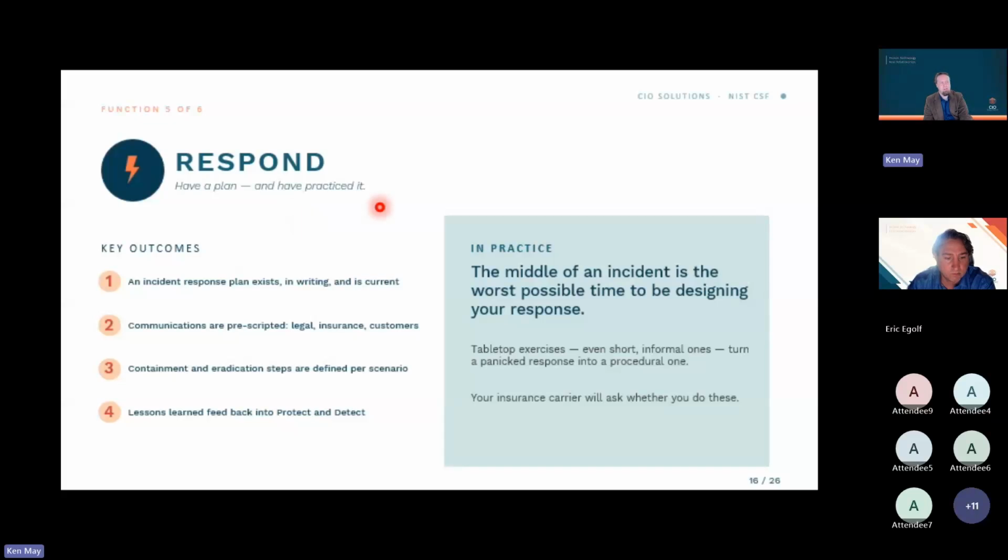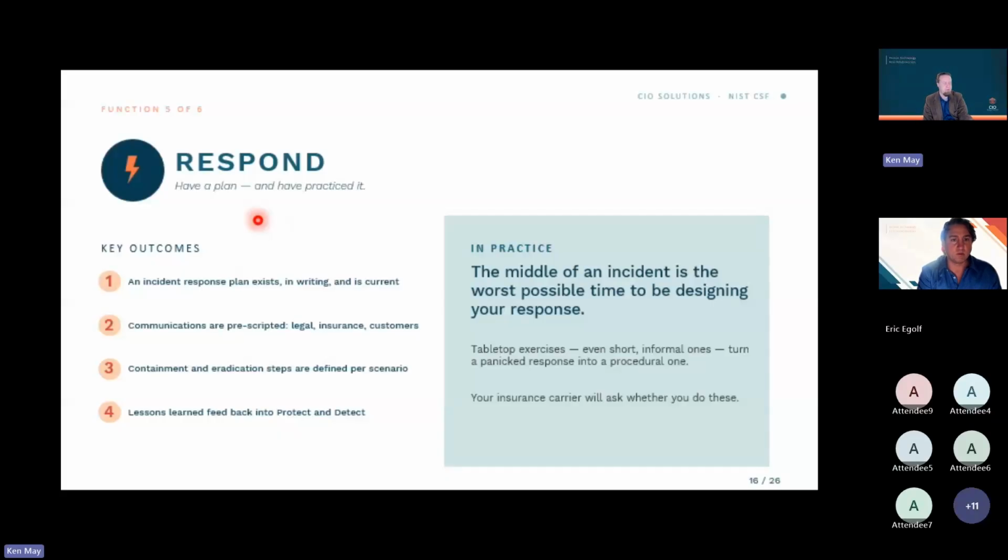All right, the next function here is respond. This is utterly critical. We have to have a written plan. We have to practice it. We call these tabletop exercises, and they don't have to be super fancy or elaborate.